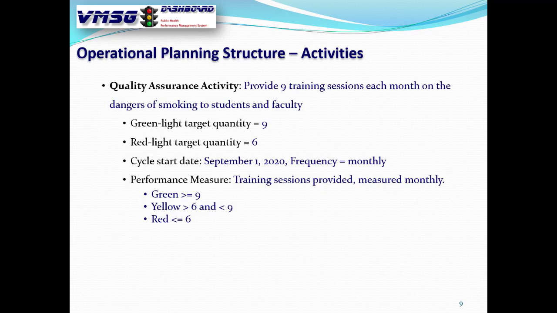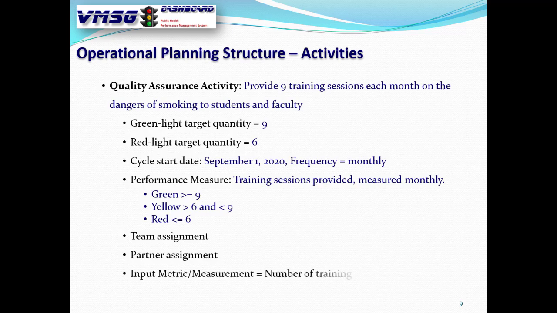In this case, the performance measure will be set to training sessions provided measured monthly. Green is greater than or equal to 9. Yellow is greater than 6 and less than 9. And red is less than or equal to 6. Then we'll assign the team members and the team lead, as well as any external partners. The input metric or measurement each month will be the number of training sessions provided.